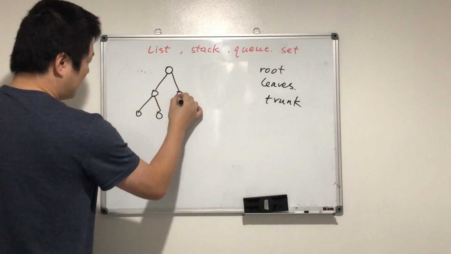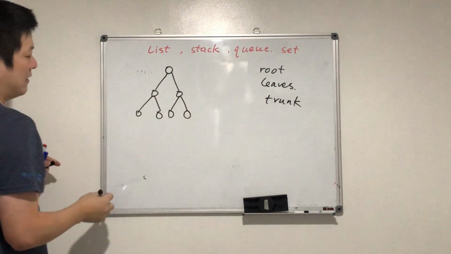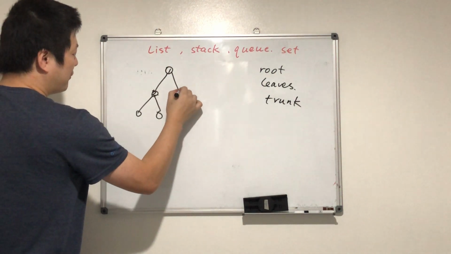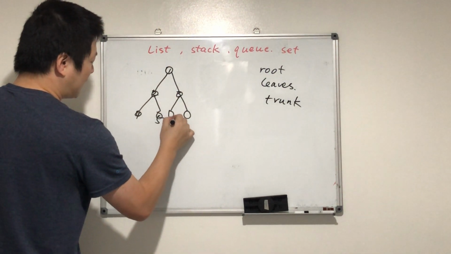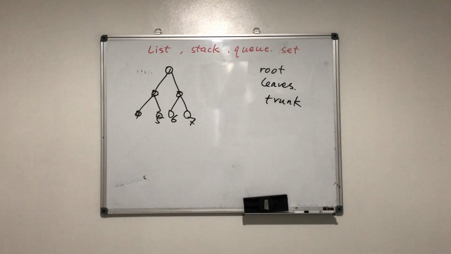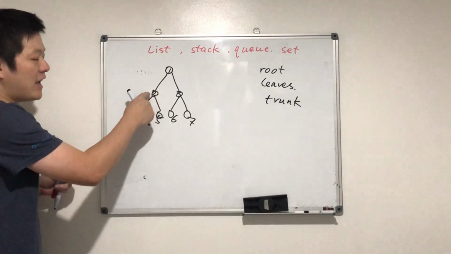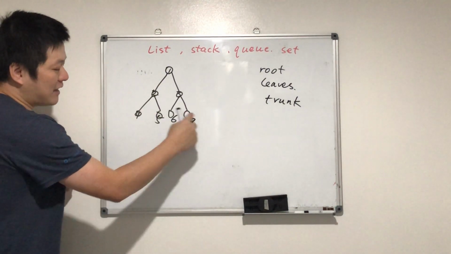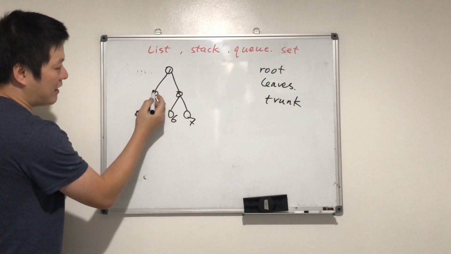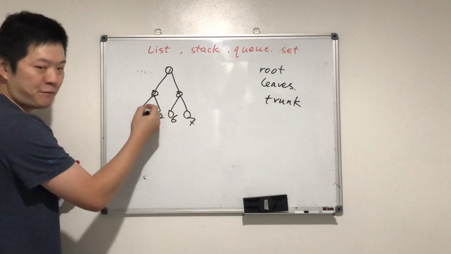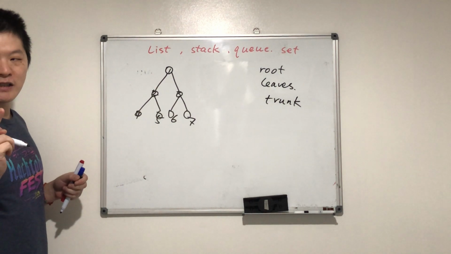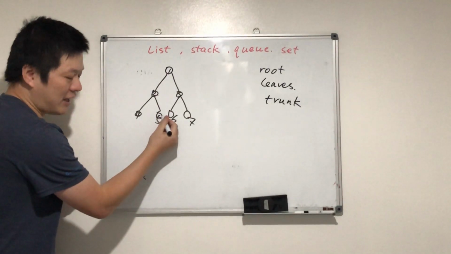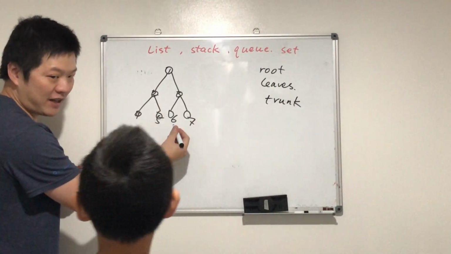Binary trees are so terrible. So that's 1, 2, 3, 4, 5, 6, 7. If it's a binary tree, every parent, except the leaf nodes, has two kids, and the leaf nodes don't have any children.